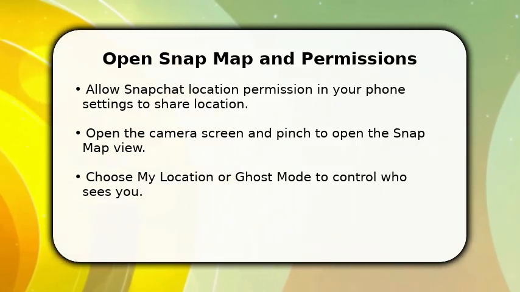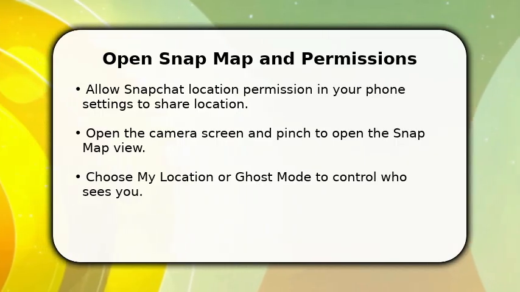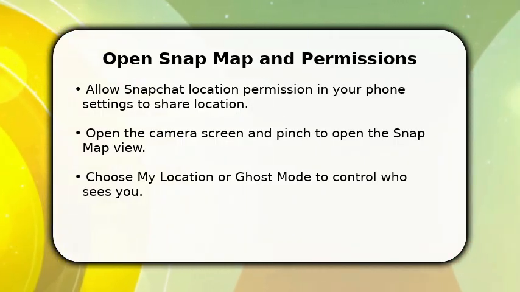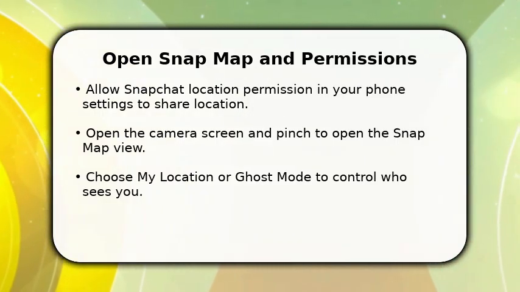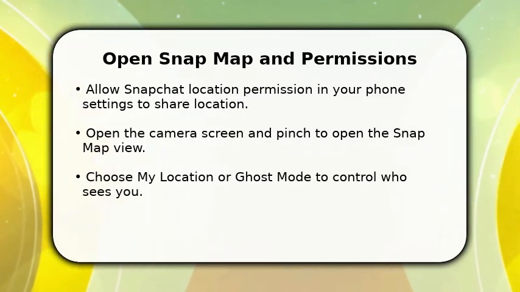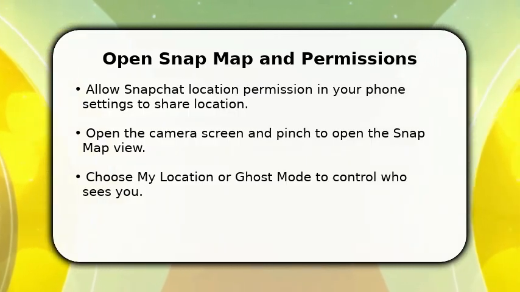Tap the gear icon to open map settings and choose between My Location or Ghost Mode. My Location shares your live location with selected friends. Ghost Mode hides you for all viewers until you turn it off.